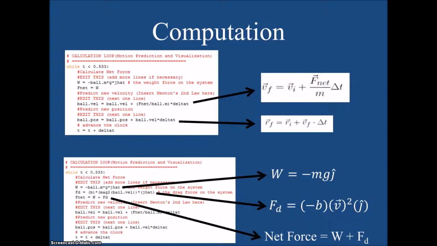Here we see parts of the Python code used to construct the computational models. The picture on the top highlights the Newton's second law equations, the final velocity and the final position equations. The arrows show where in the code these equations are translated. The picture on the bottom highlights the net force, which is constructed from the weight force and the drag force. Again, the arrows indicate where in the code these equations are translated.